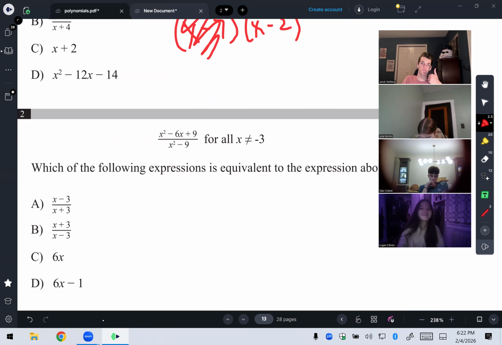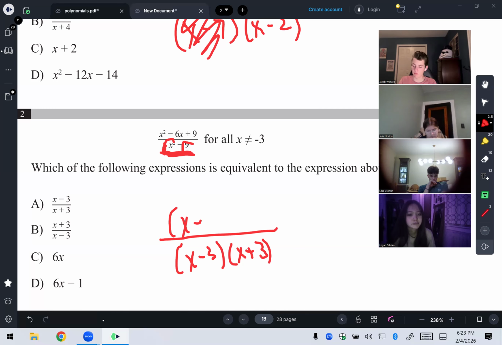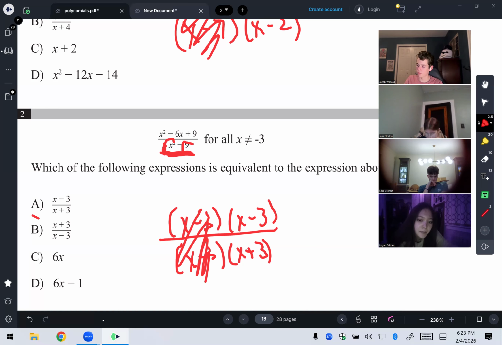Now let's try this one. Well, this looks like an old friend. This looks like the difference of two squares. So the denominator would be an x minus 3 and an x plus 3. Crazy, we're trying to review all your math in a few easy lessons. So this numerator will be x minus 3 and an x minus 3. These will cancel and we'll be left with answer choice A.